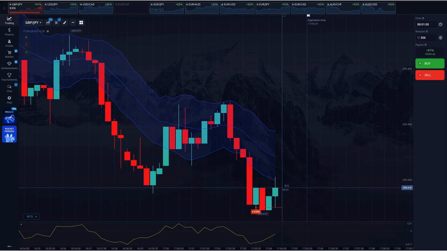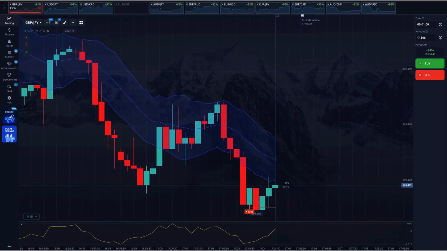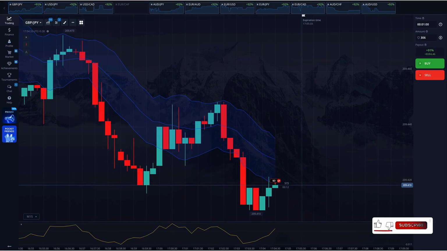The velocity was there, but it hit a brick wall. And there is the result. A loss. A classic fakeout. The market lured us in with a big fast move, only to reverse instantly.